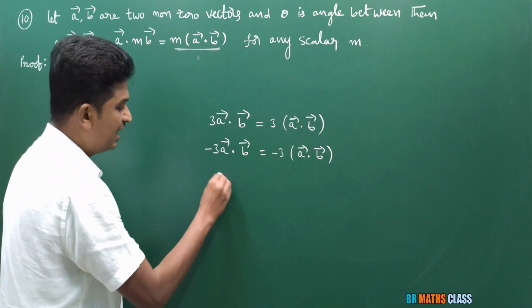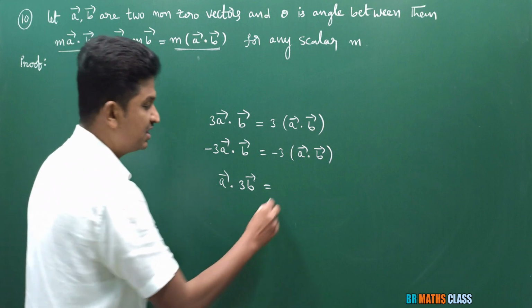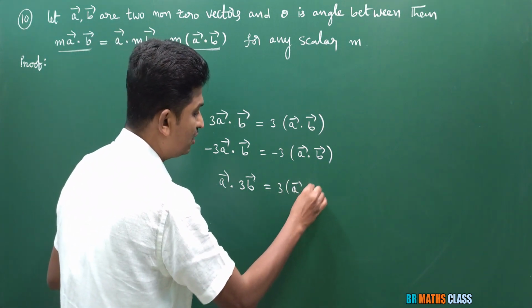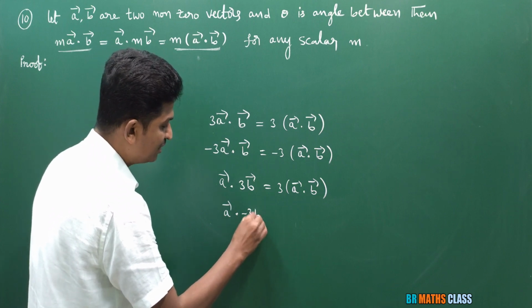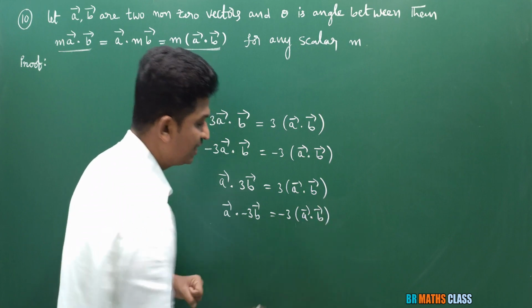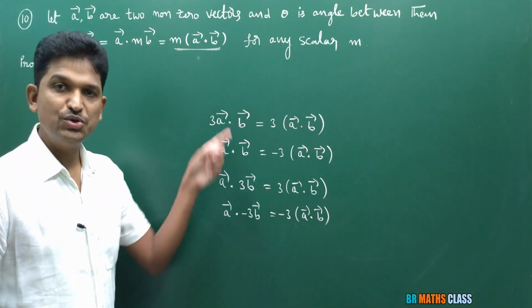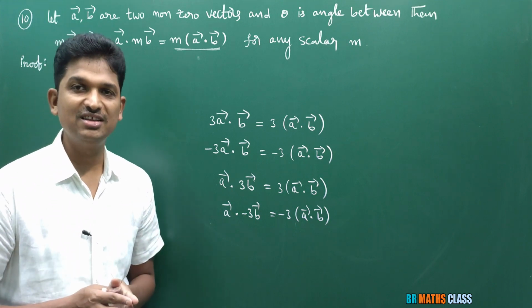Suppose A bar dot 3B bar is there. A bar dot 3B bar can be written as 3 times of A bar dot B bar. Similarly, A bar dot minus 3B bar is there. This can be written as minus 3 times of A bar dot B bar. This formula we will use like this while doing exercise problems. I hope you understand this formula.